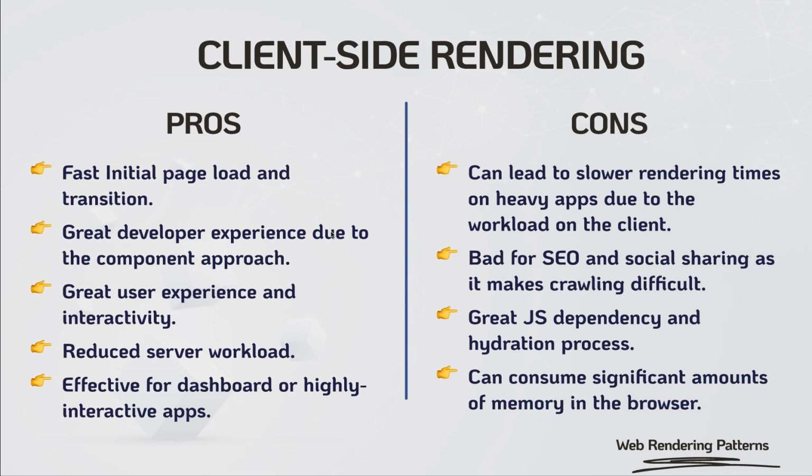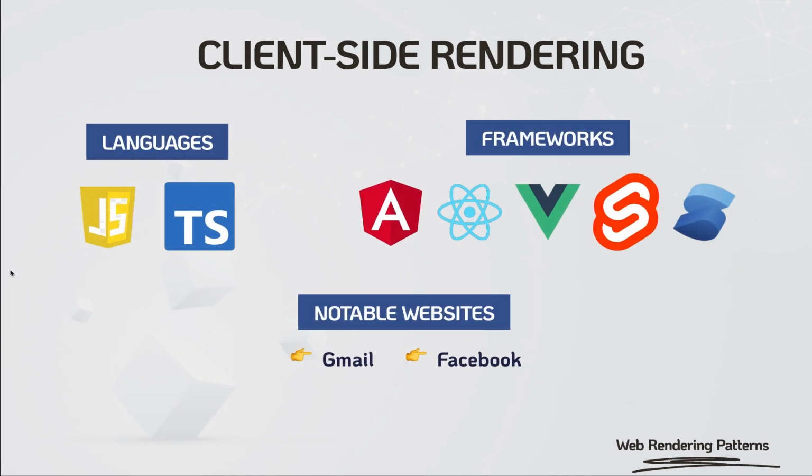So that's one of the downsides of client-side rendering, and it is bad for SEO and social sharing as it makes crawling difficult. It has a lot of JavaScript dependency, and the iteration process can sometimes be a downside. It can consume significant amounts of memory in the browser. When it comes to languages and frameworks, since we mainly make use of front-end JavaScript frameworks, automatically we make use of languages like JavaScript and TypeScript. And when it comes to the frameworks, we have lots of frameworks such as Angular, React, Vue, Svelte, Solid, Qwik, and so on. Now, some notable websites are Gmail and Facebook.